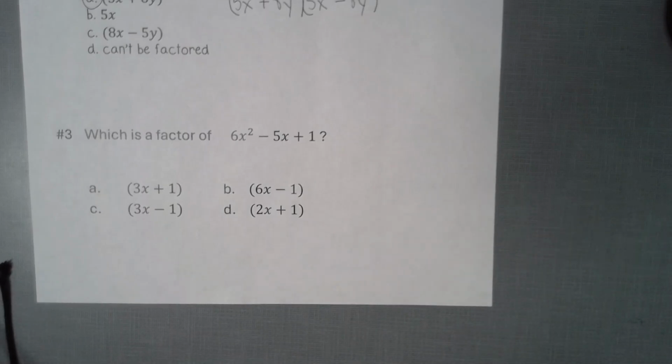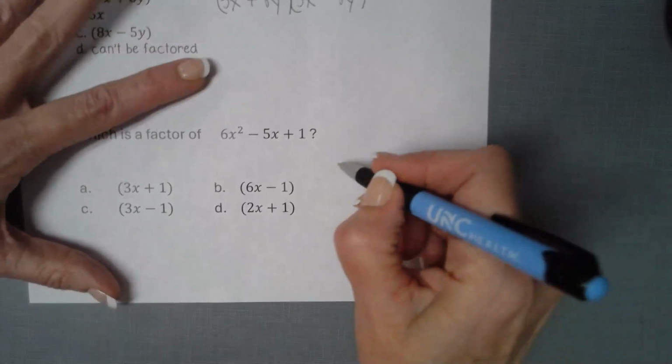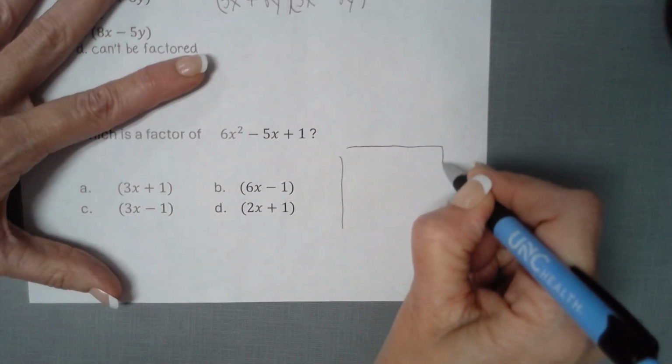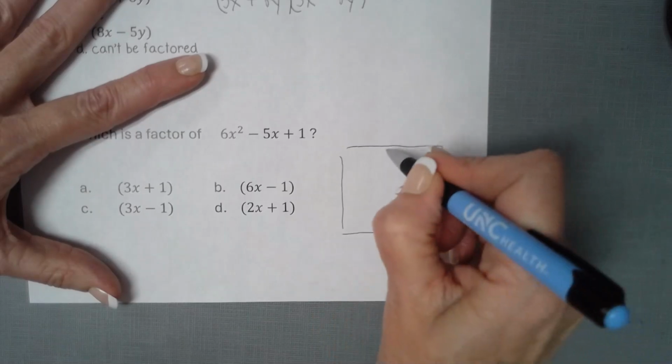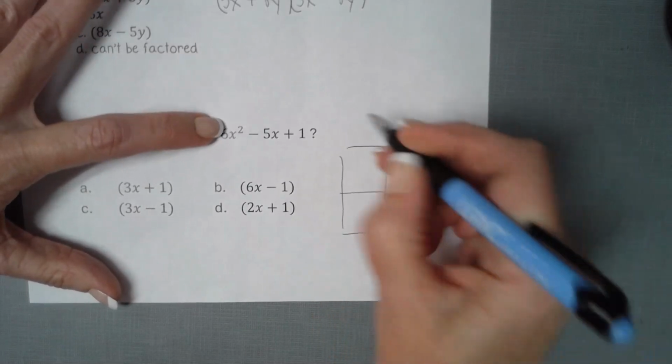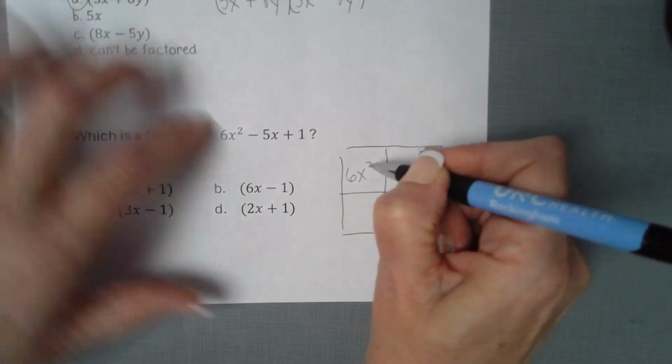6, 5, and 1, is there a GCF? Nope. It's 1, but 1 doesn't matter. X's? Nope, because they're not in every term. So, going to set up a 2x2 box. This has 3 terms in it. 6x squared goes top left.